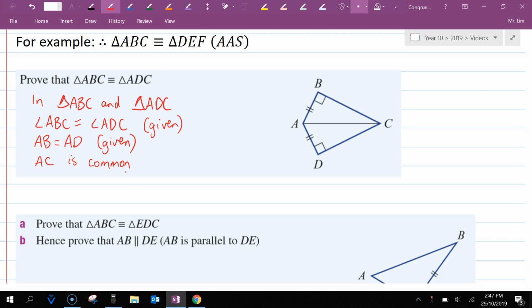So we have a look here. We've got a side, we have a right angle, we have a hypotenuse, and we have a side. So we can now say, therefore, triangle ABC is congruent to triangle ADC, RHS.